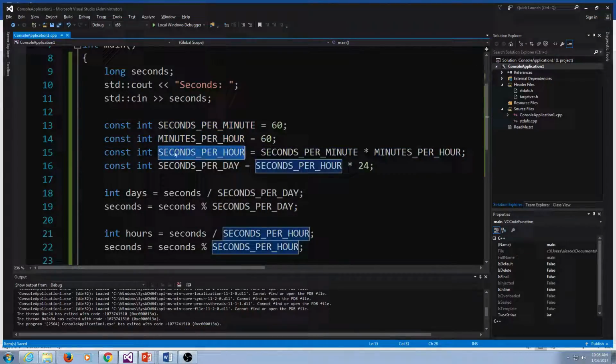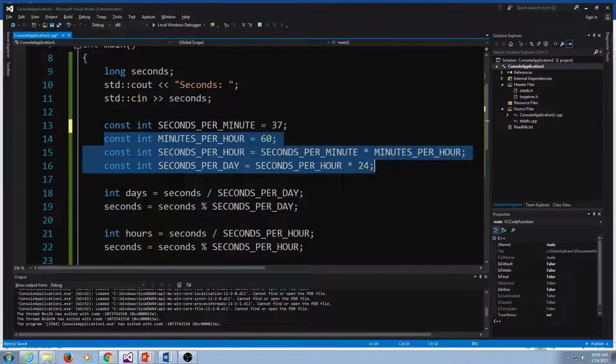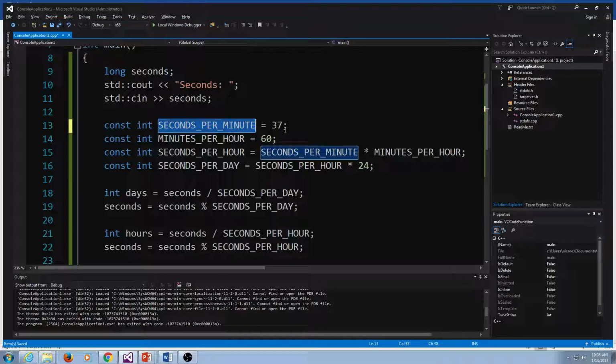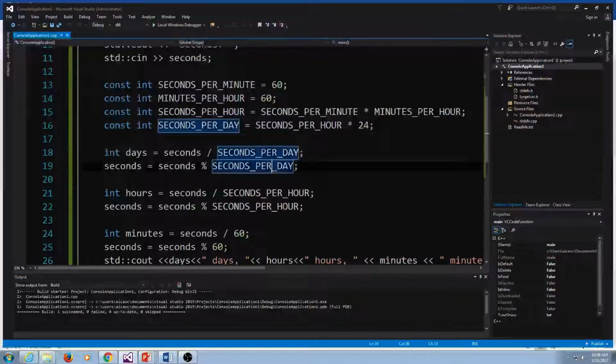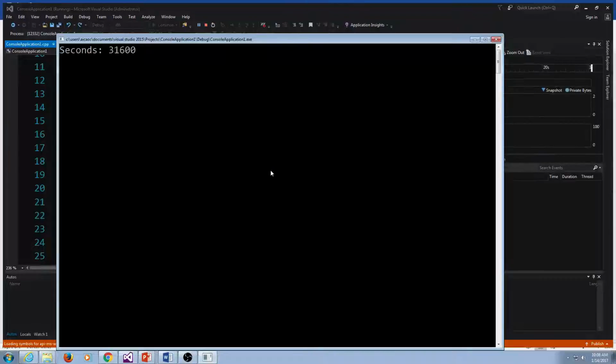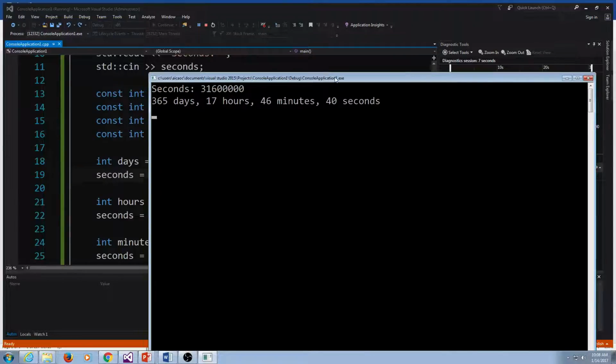So now I have all these variables, these constants, which represent the things that I care about. If for some reason you live on a planet that has 37 seconds per minute, all the rest of these calculations are based on this value, so it'll be correct. Okay. Now if I type in 31,600,000, I get the answer 365 days, 17 hours, 46 minutes, and 40 seconds.